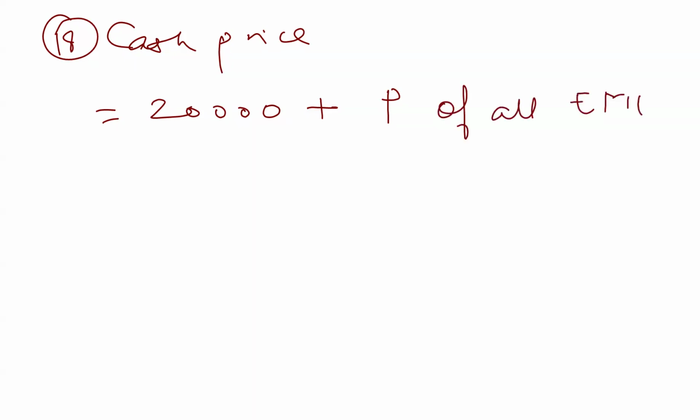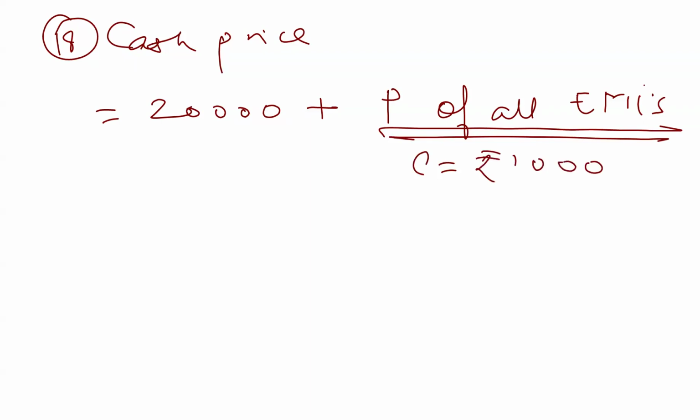Now the data given here is C is equal to 1000, C is equal to 1000.